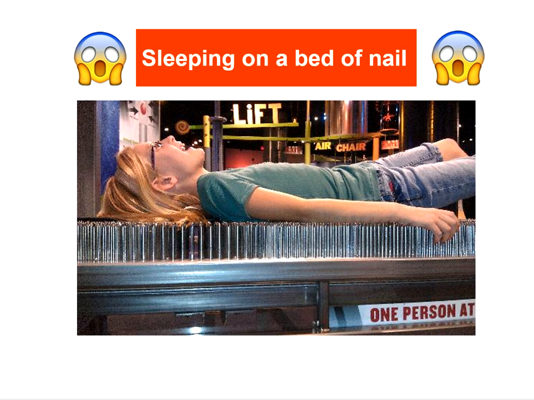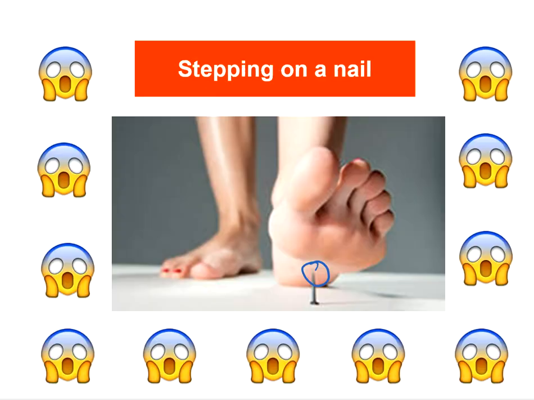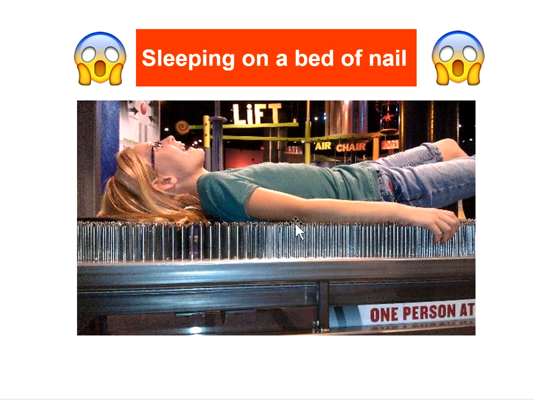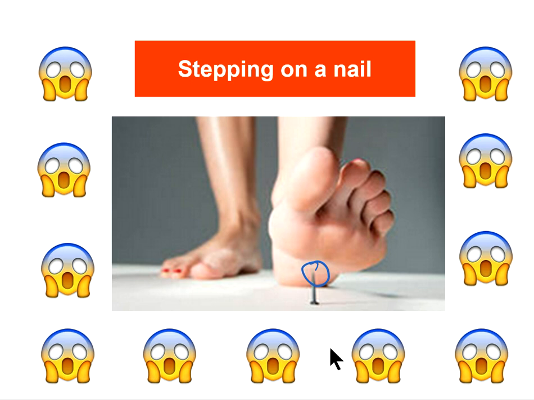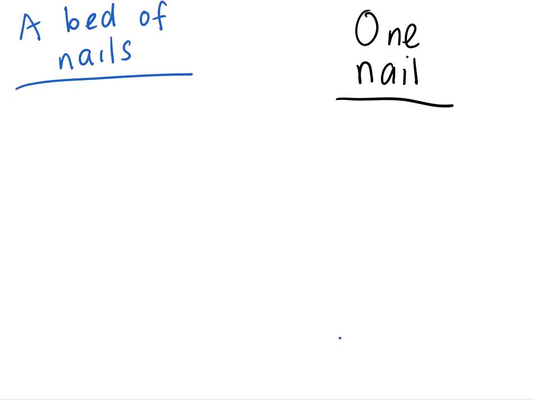If you look at this little girl, she seems to be enjoying lying down on the bed of nails, and she's actually not injured, not harmed. But for this person, we are pretty sure that it's going to be quite a bad injury stepping on a nail. So why is it that lying down on hundreds of nails, this person will not suffer any injury, whereas stepping on one nail, you will be badly injured?